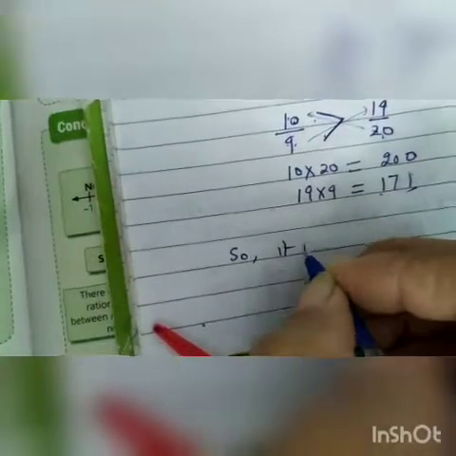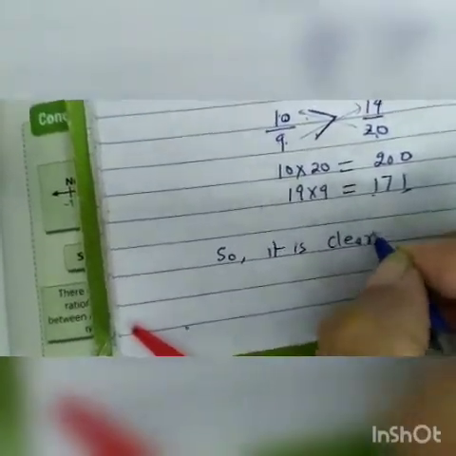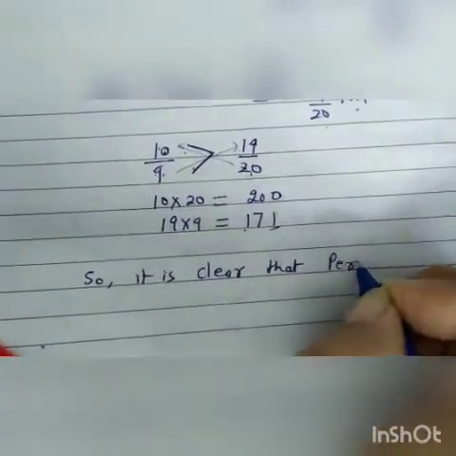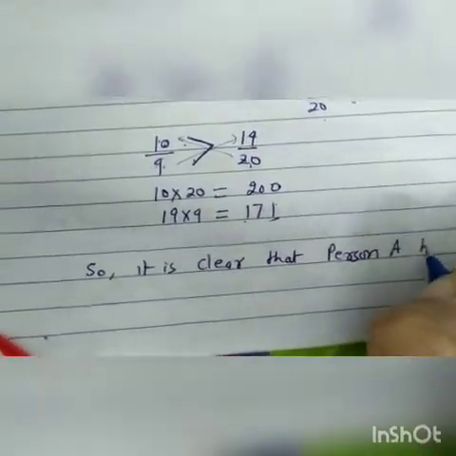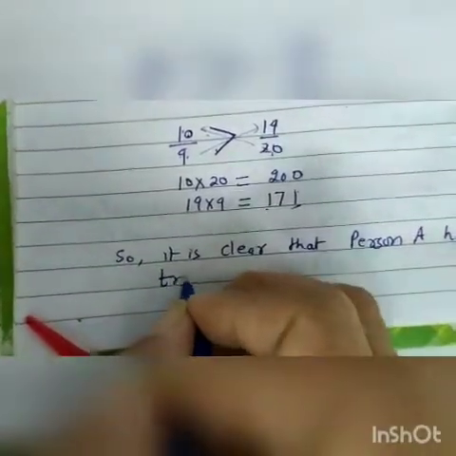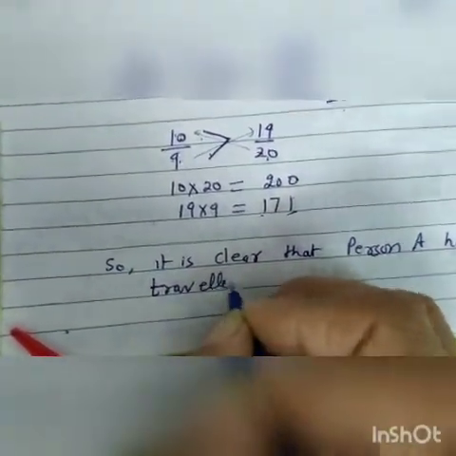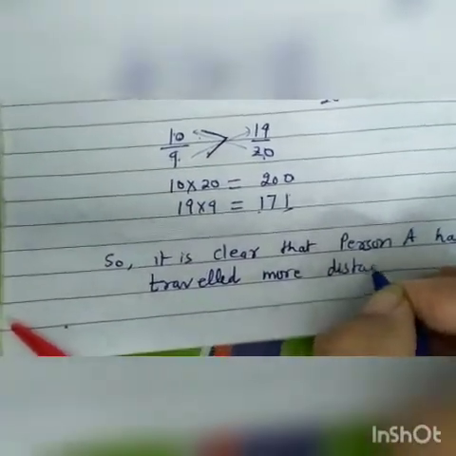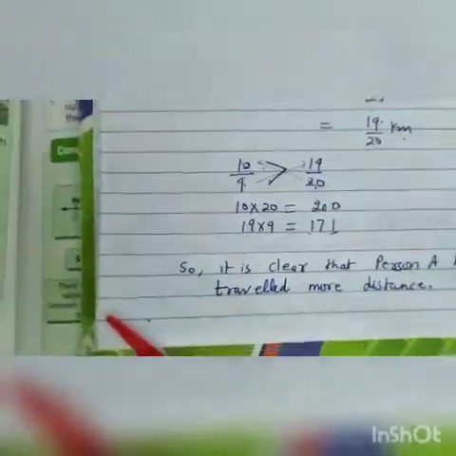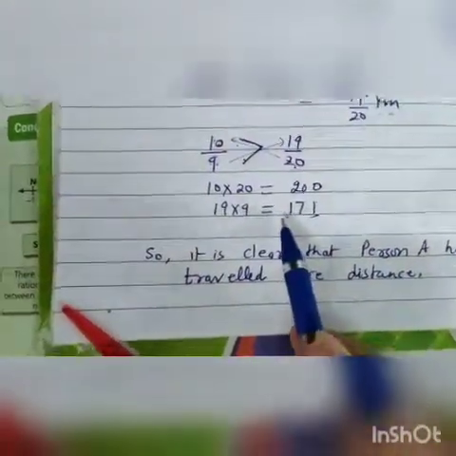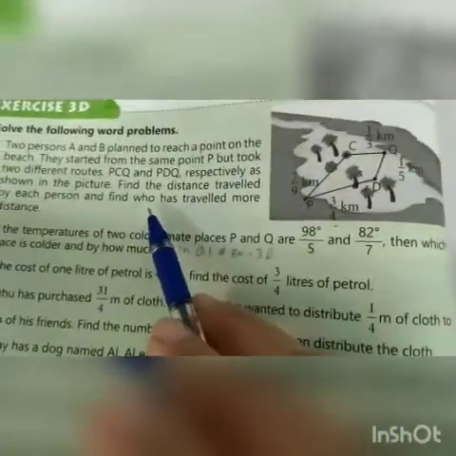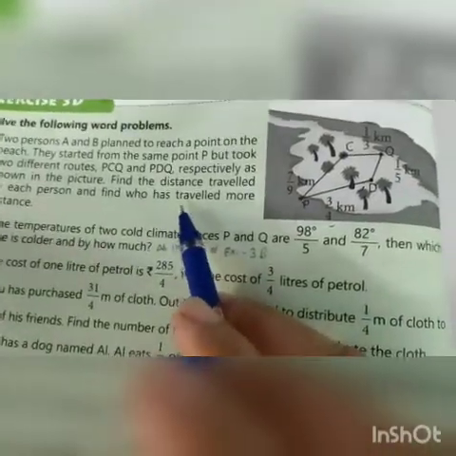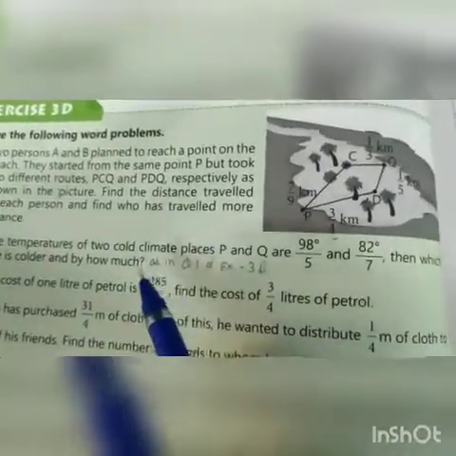So it is clear that person A has travelled more distance. We will not find how much because it is not given in the question that you find how much more distance. We will find only who has travelled more distance.